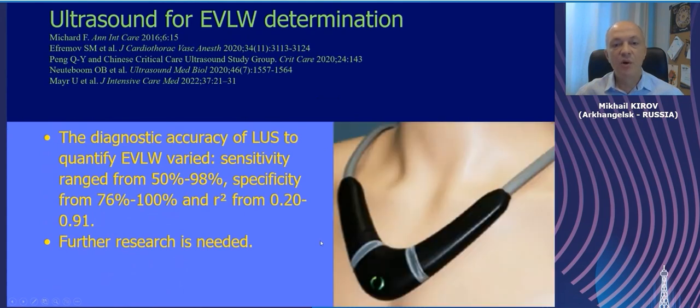However, the diagnostic accuracy of lung ultrasound to quantify lung water is different. We see that the sensitivity is ranging from 50 to 98%, and the specificity is also different in different studies. Thus, further research is needed, and one of the possible solutions would be such an elegant device with ultrasound crystal to detect lung water non-invasively.